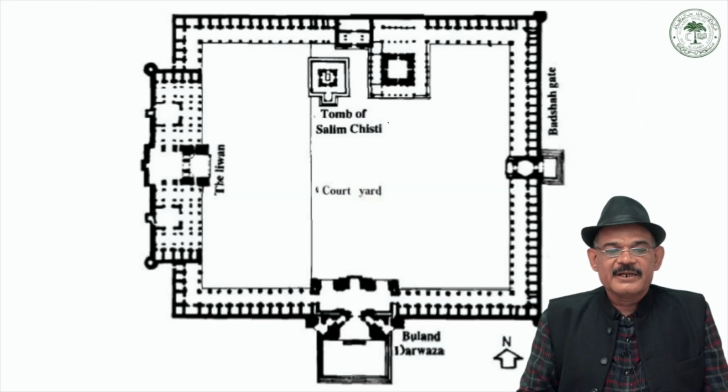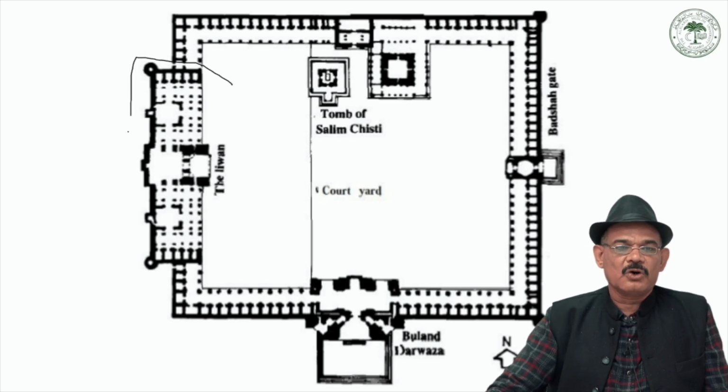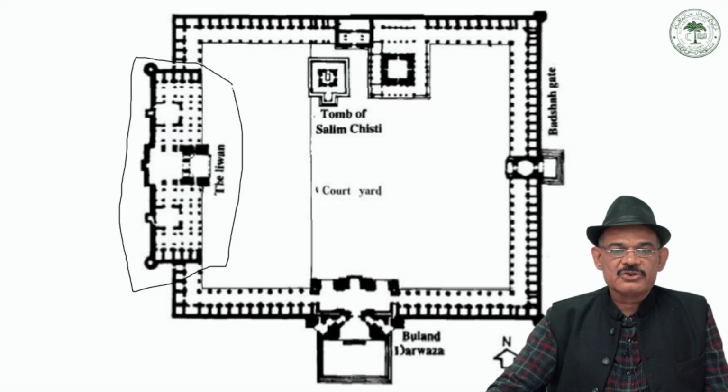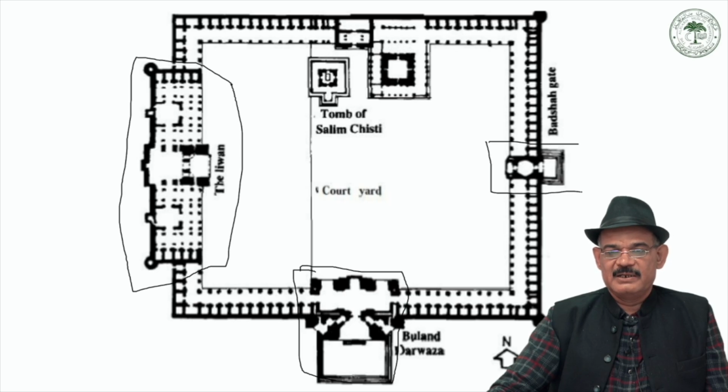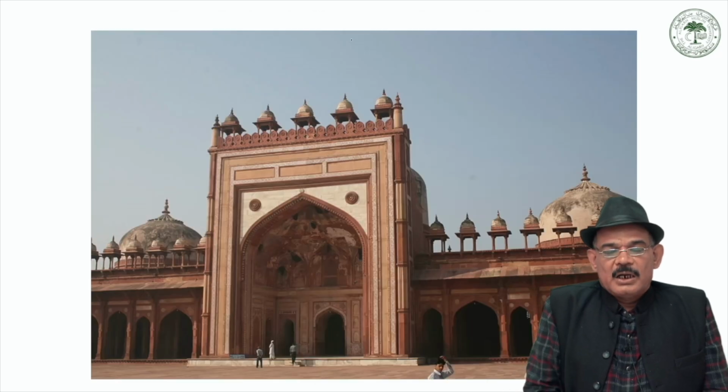Now, it's a religious complex. The religious complex is composed of a great mosque, and a Buland Darwaza at the southern cardinal point, and a gate known as Badshah Gate at the cardinal point on the eastern side, and the tomb building of Salim Chishti there.